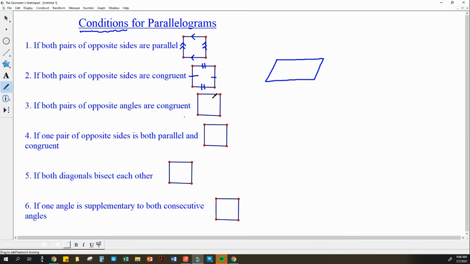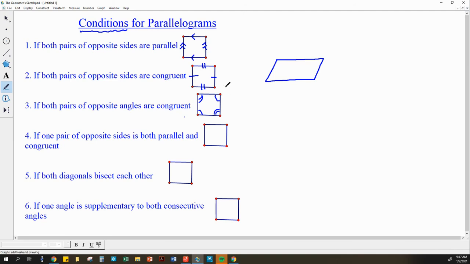Right now we know it has 4 sides. We can guarantee it's a quadrilateral. That's about as far as we can go. But there's these 6 conditions. If I knew that this angle was congruent to this one, I wouldn't know that I have a parallelogram. But if I knew that this angle was also congruent to this one, then I do. All right. This is the minimum 6 ways to know that you have a parallelogram.